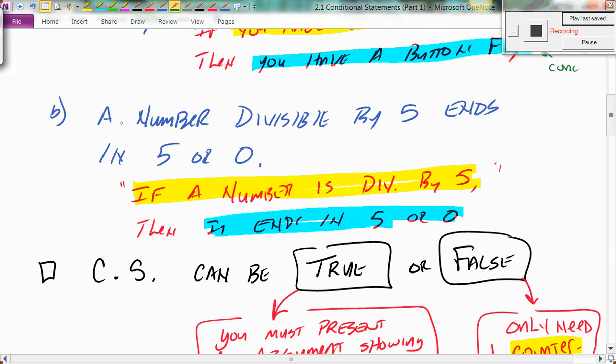And then B says a number divisible by 5 ends in a 5 or a 0. So we again changed this to a conditional statement that said if a number is divisible by 5, then it ends in a 5 or 0. So this again is the hypothesis. This in blue is the conclusion.